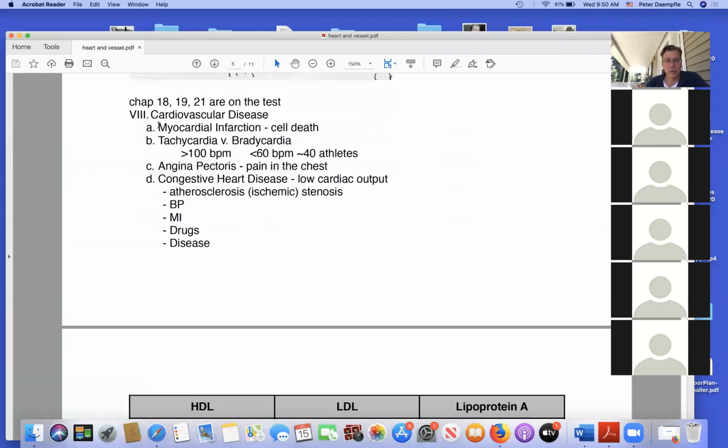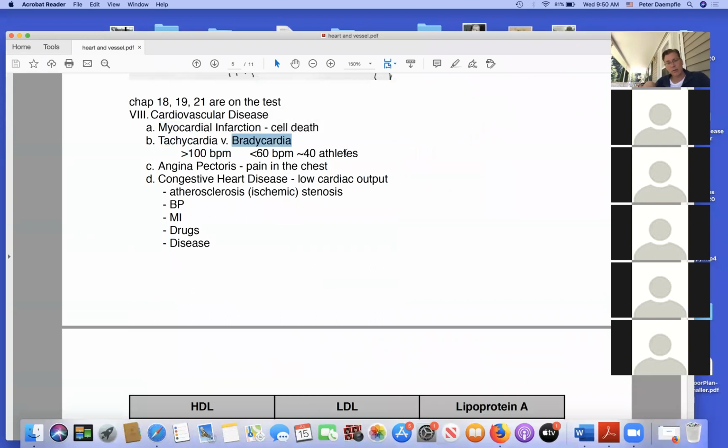Talk about disease, just to go over a couple of things. Myocardial infarction is another word for heart attack, leading to cell death. Tachycardia is a term used for having a fast heartbeat. Well, over 100 beats per minute, you're going to be tachycardic. Bradycardia is less than 60, a slow heartbeat.